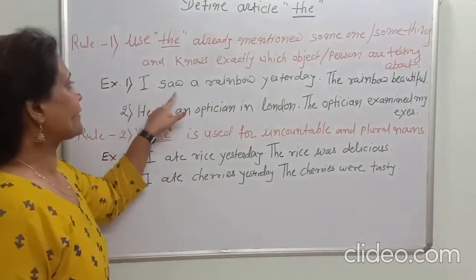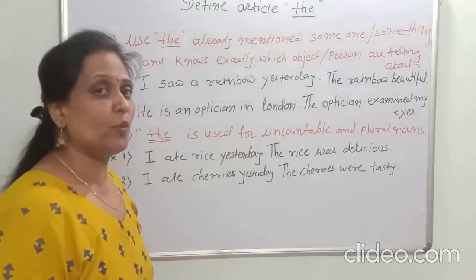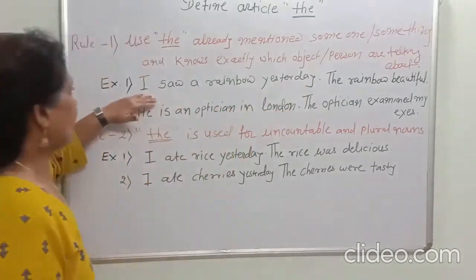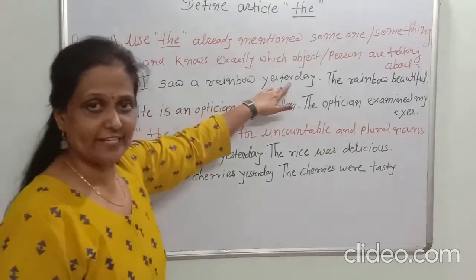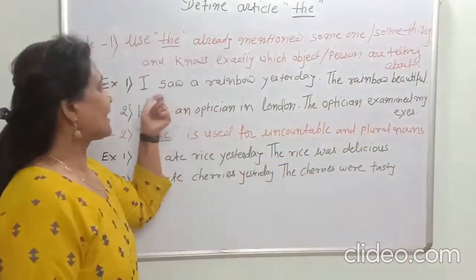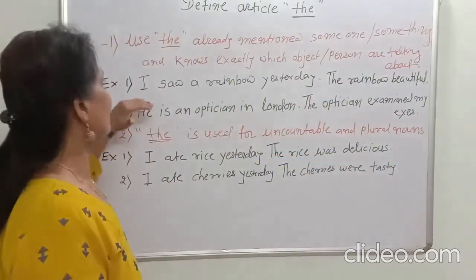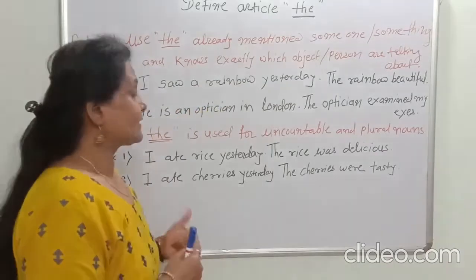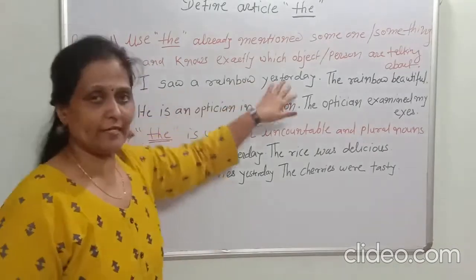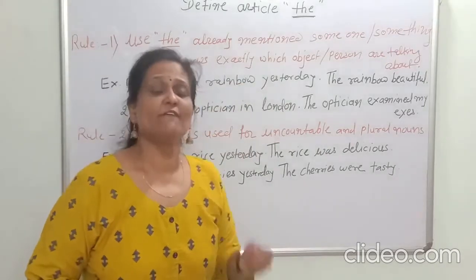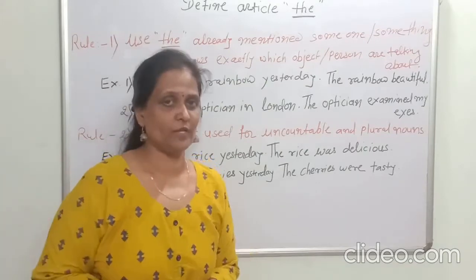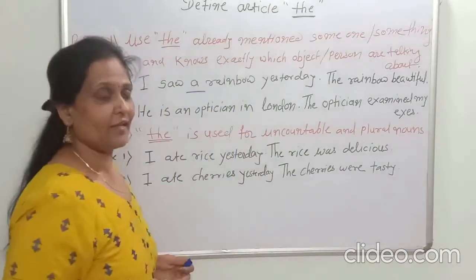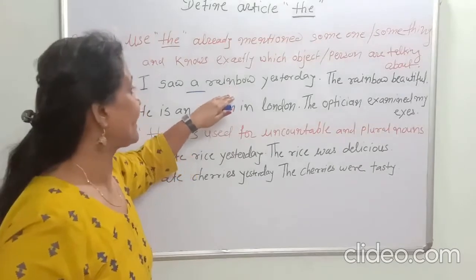First: I saw a rainbow yesterday. I used this sentence when I taught you the article a, because here are 2 sentences: I saw a rainbow yesterday and the rainbow was beautiful. I am checking this example again to understand it properly. I saw a rainbow yesterday means that the first time I mentioned that I saw a rainbow. That's why I had to use a here, because I mentioned this object, this thing, rainbow, for the first time.